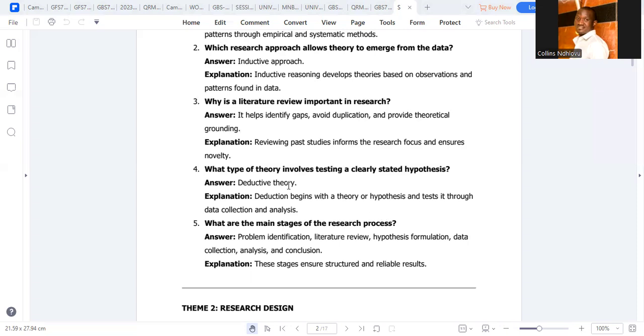Then what type of theory involves testing a clearly stated hypothesis? It is what? A deductive theory. So deductive theory is applied to a quantitative research where you're going to test the hypothesis using the inferential analysis. So we have inductive and deductive. What's the difference between inductive and deductive now that I've mentioned both?